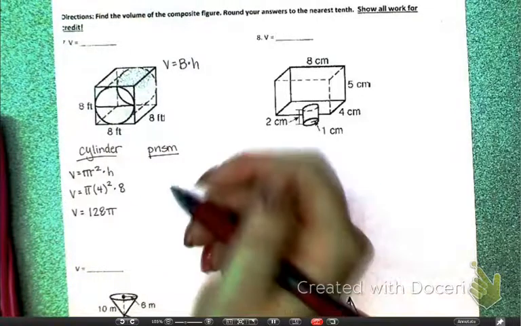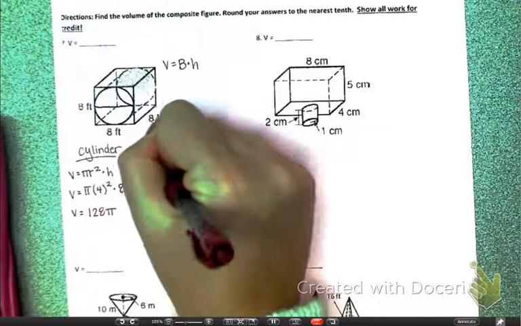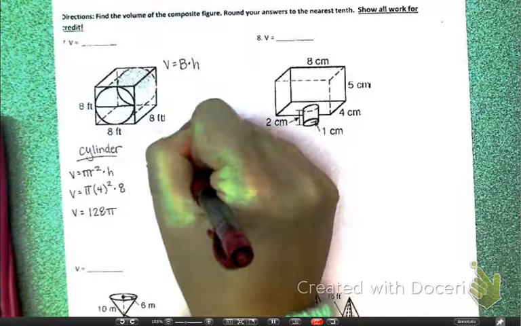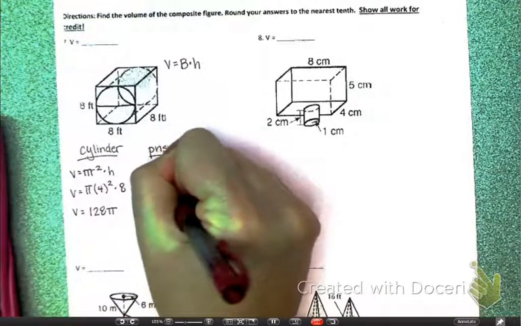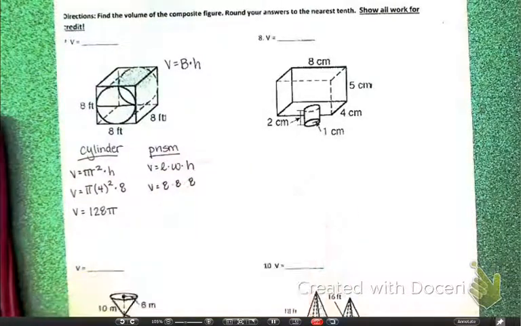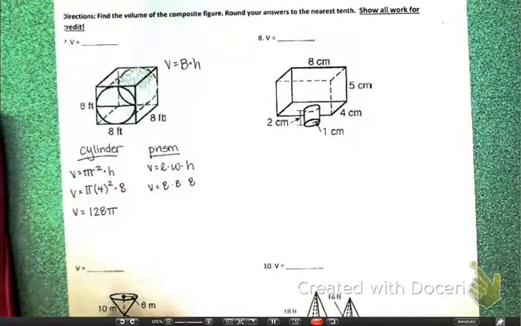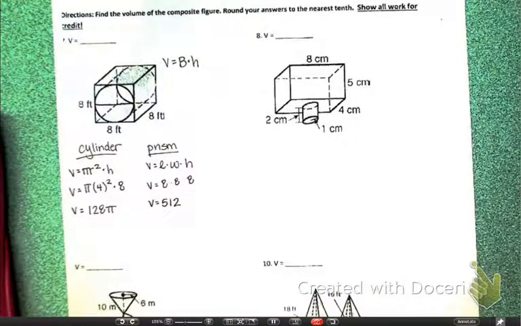Let's find the volume of the prism. For a prism, this has a rectangular base, so it would be the length times the width times the height. What is the length and the width of, well, it actually has a square base. What's the length and the width of the square? 8 and 8. What's the height of the whole prism? 8. So 8 times 8 times 8 is 512.